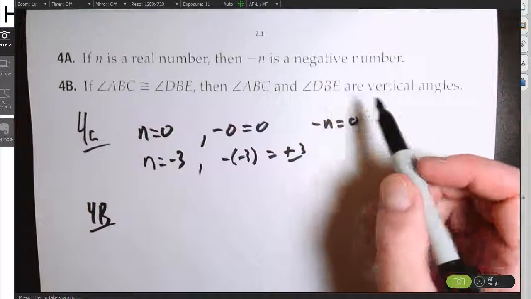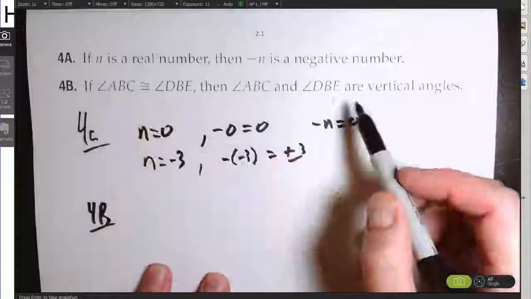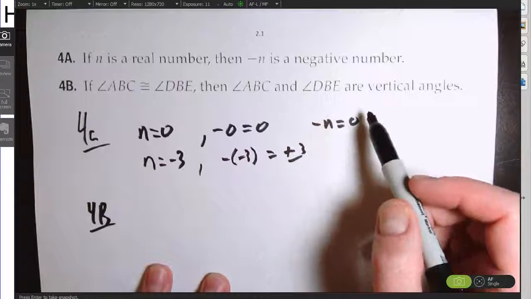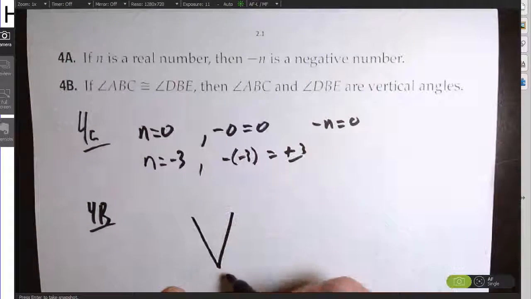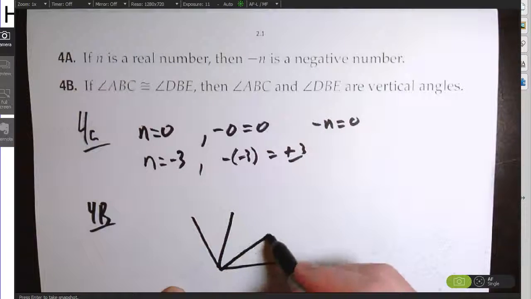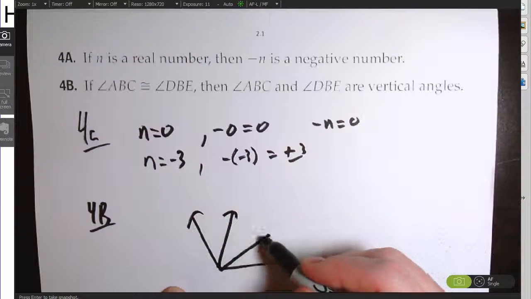4b, this one's a little trickier because once it's been put in your brain that it's vertical angles that we're looking for here. Again, we have two congruent angles, and the question is, are they vertical? You have to kind of distort your picture. So here's the example I used similar to this in class, or that hopefully someone came up with.